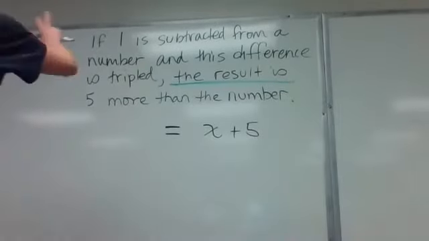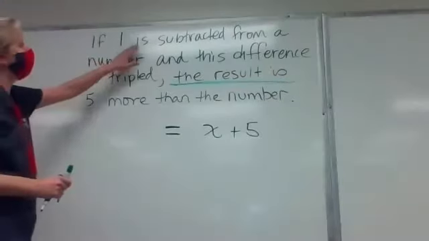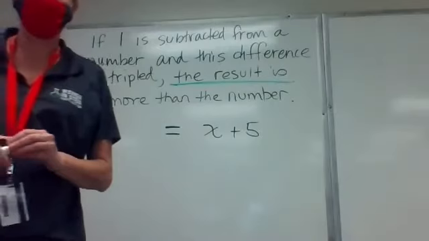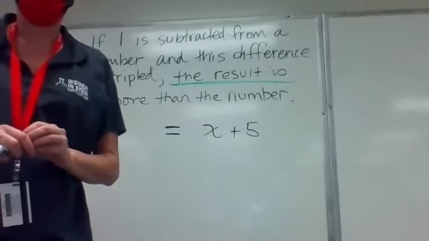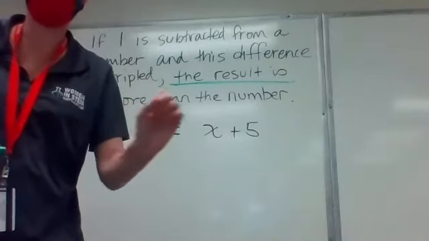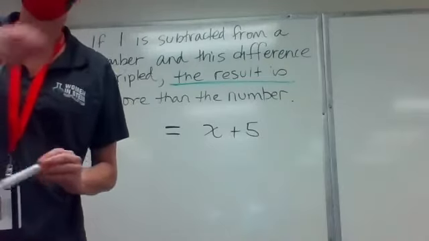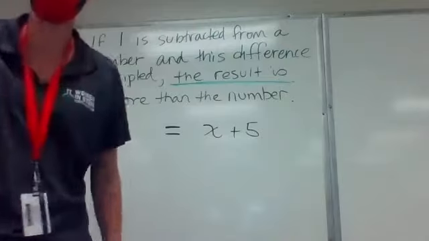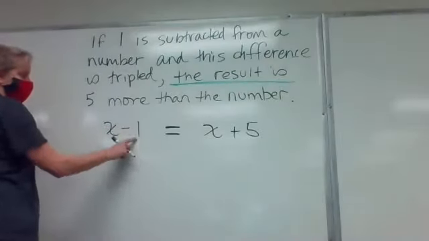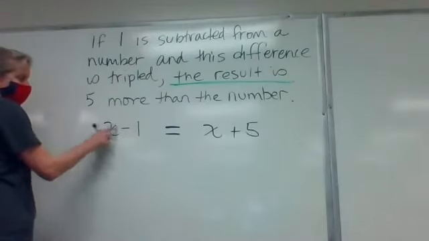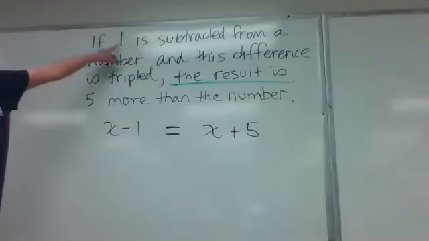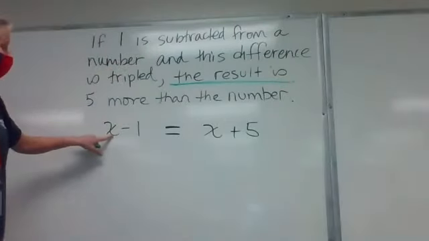So let's see what all this says up here. If 1 is subtracted from a number, that means I'm going to have the number, which will be x, and subtract 1 from it, which means the -1 comes after the x. If I am subtracting 1 from a number, I need to have the -1 come after that. So there's 1 subtracted from a number.